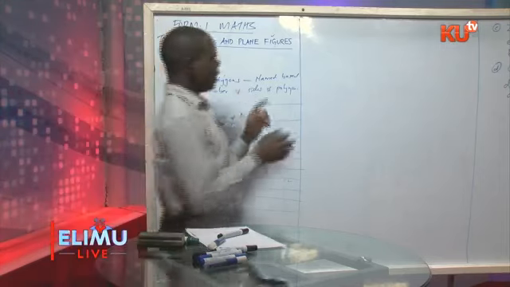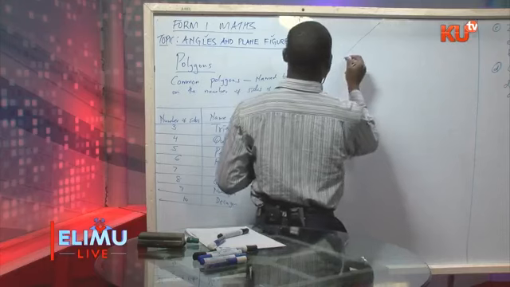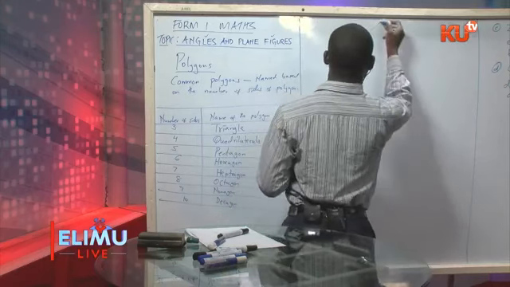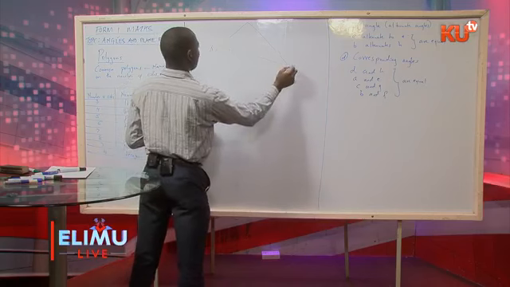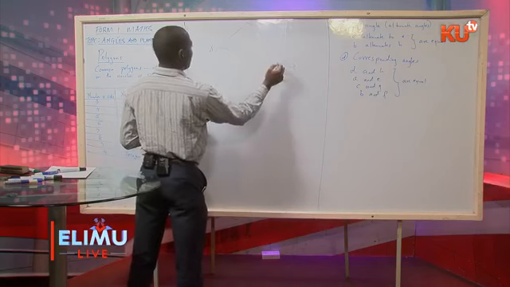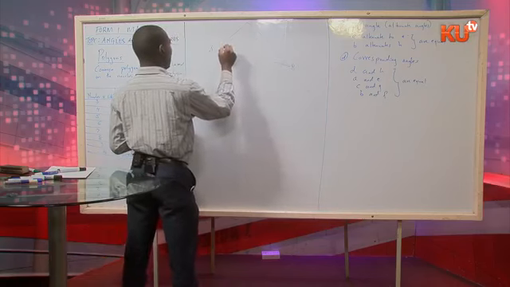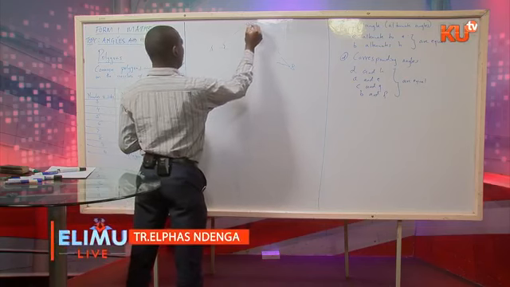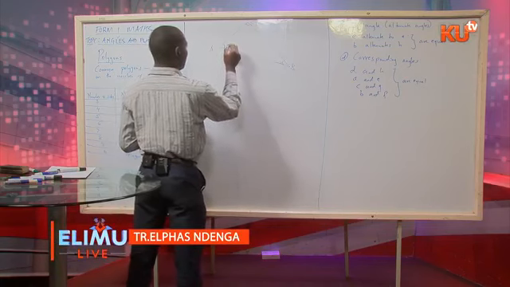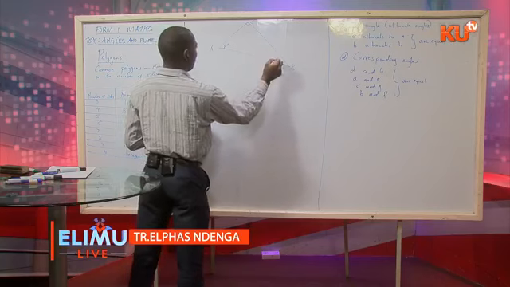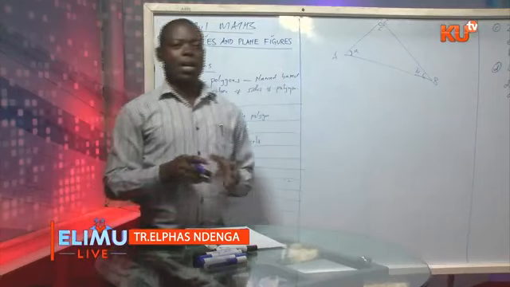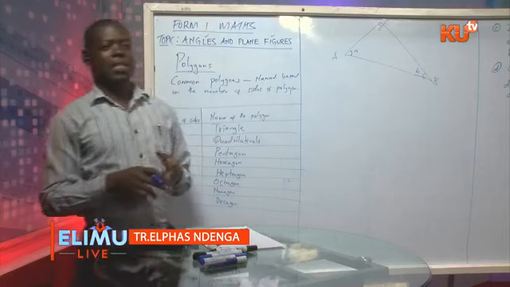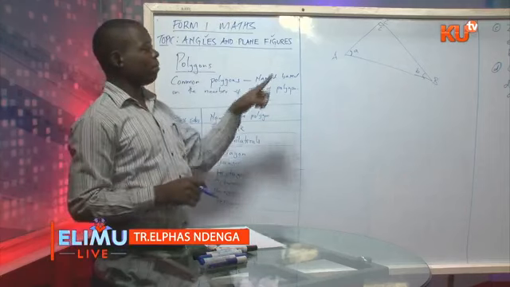Now, I've said that a polygon is bounded by more than 2 straight lines. Assuming this is my simple polygon ABC, this polygon has angles. Let's call this angle A, angle B, and angle C. Angles A, B, and C are within this polygon.